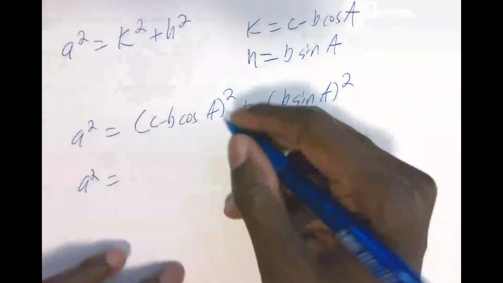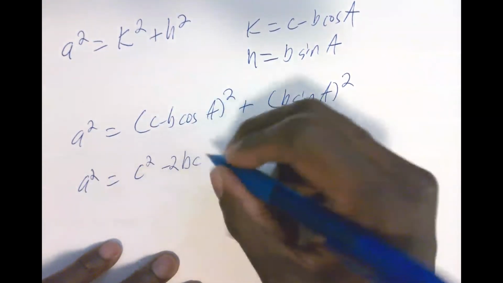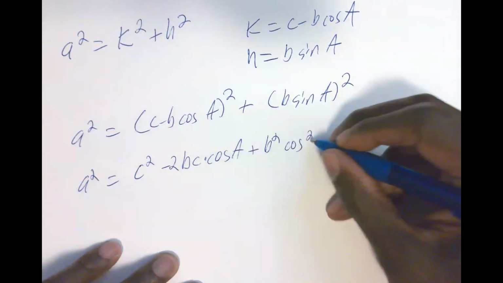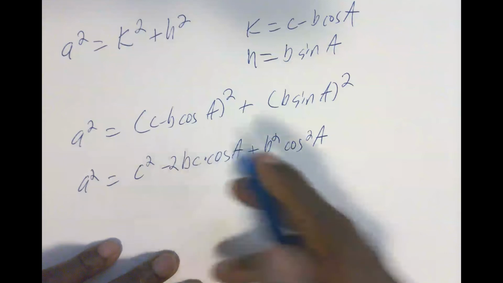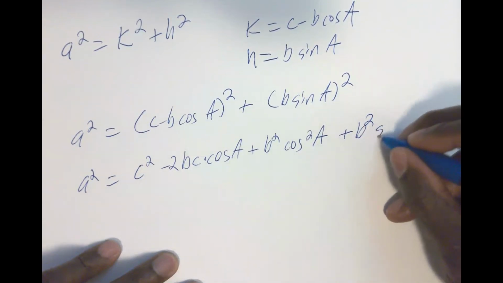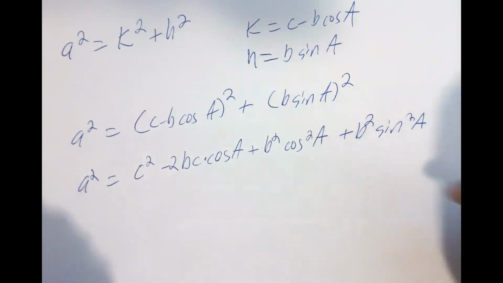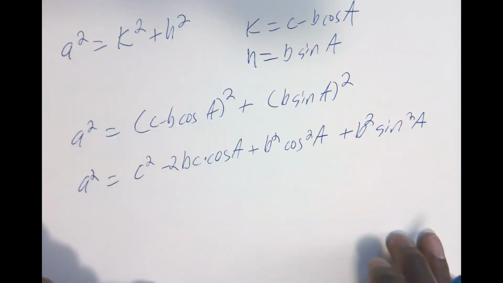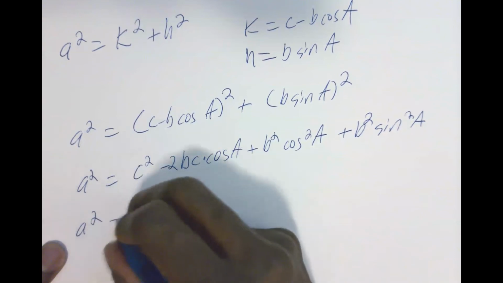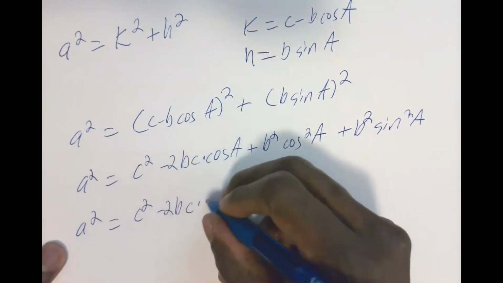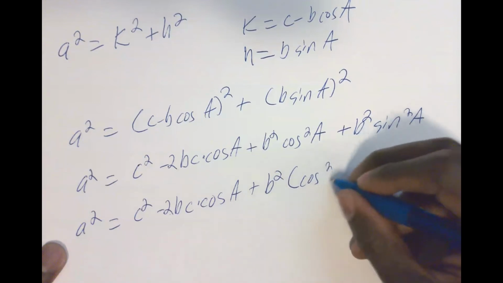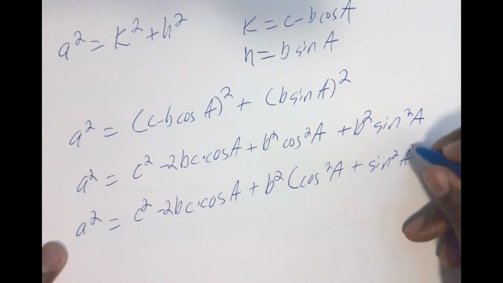If I square this, just binomial expansion, it would be c squared minus 2bc cosine A plus b squared cosine squared A. That's merely the expansion of this one. Now squaring this is a lot simpler: it's simply b squared sine squared A. You notice both these terms have a b squared, so I'm going to factor b squared out. So a squared will be c squared minus 2bc cosine A plus b squared times, factoring b squared out, cosine squared A plus sine squared A.